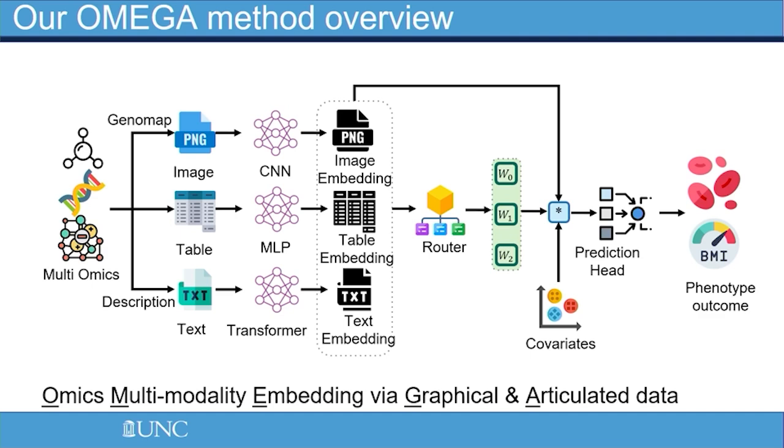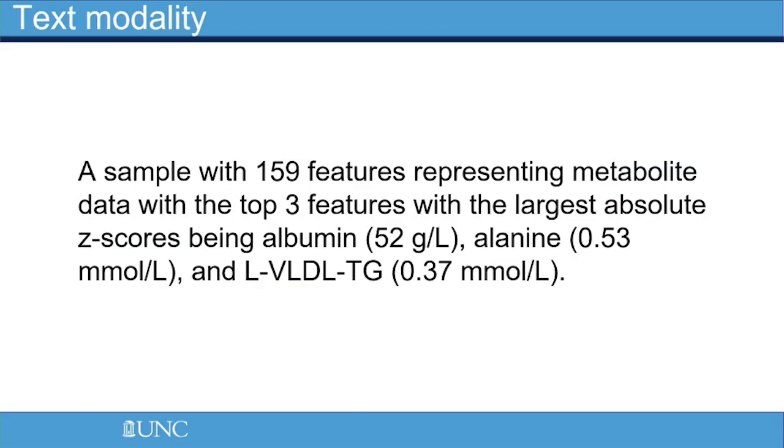So the graphical parts represent the image modality, and the articulated part basically refers to the text modality. So what's the text? Just giving some examples. The text part we're still struggling to extract the best information from, because there are so many ways you can convert the information into text, and you can't put everything there. Even for metabolites, for UK Biobank, the Nightingale panel with 159 is not possible, because for people who use language models, the token length would be too long for the models to handle.